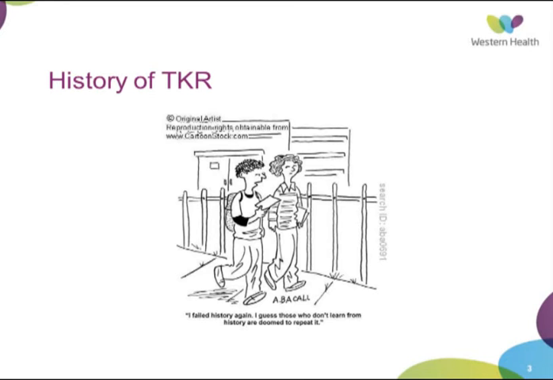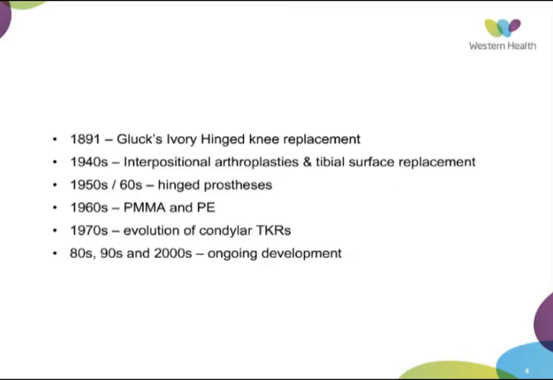I guess it's always important to know where we've come from as far as any of the techniques we use and what hasn't worked in the past and why, so we don't repeat the mistakes in the future. The first knee replacements were documented in the 1880s and 1890s with Gluck in Germany, who used an ivory hinged knee replacement, mainly in the setting of patients with tuberculosis. And he didn't have a particular success with that, but it was probably due to the fact that he was operating on very difficult patients as well.